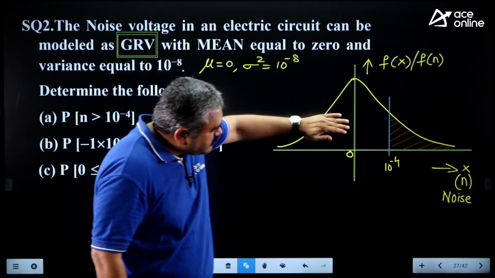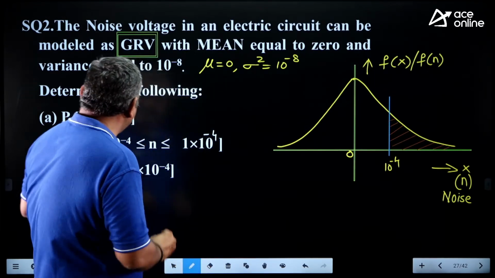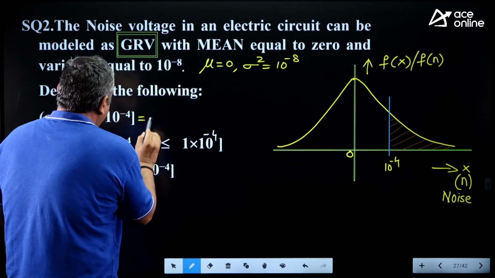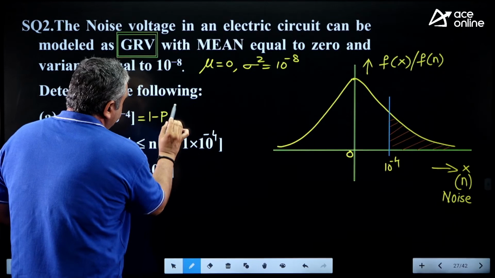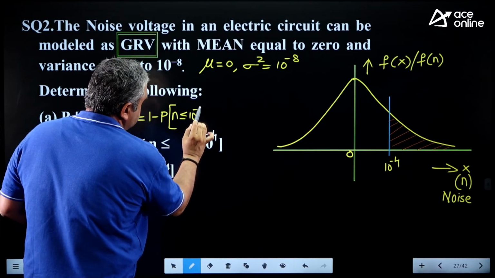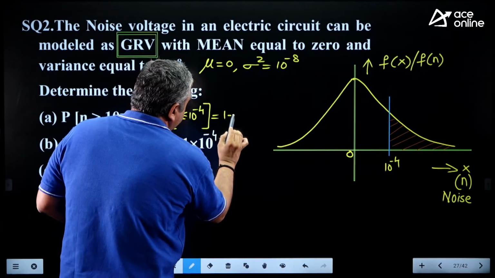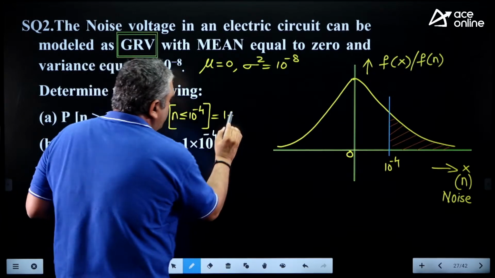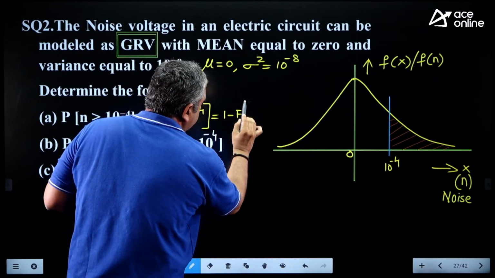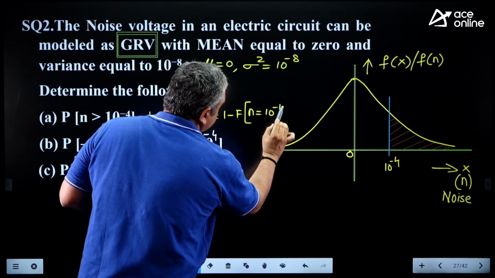So he is asking what is the total area of that shaded region. So how will we write this? I can write this as 1 minus the probability of n taking less than or equal to 10 power minus 4, as per probability definition. So this is nothing but 1 minus probability of n less than or equal to 10 power minus 4, which is nothing but the value of the distribution function at n equal to 10 power minus 4.